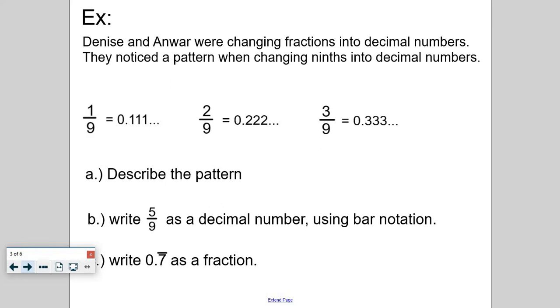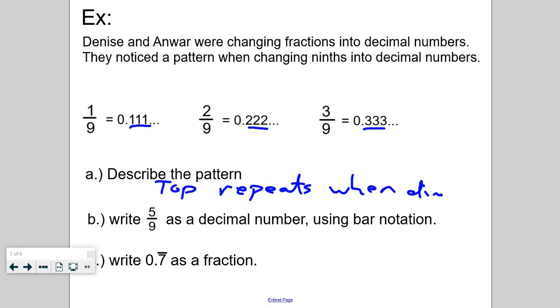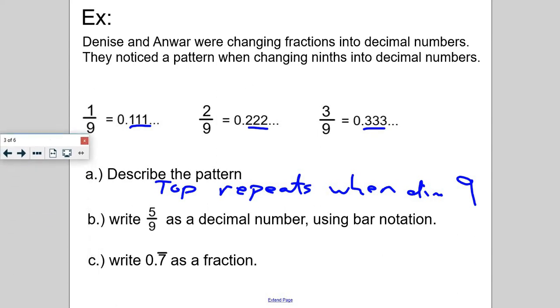Denise and Anwar were changing fractions into decimal numbers. They noticed a pattern when changing ninths into decimal numbers. When you have 1 over 9, it equals 0.1 repeating. When you have 2 over 9, it's 0.2 repeating. When you have 3 over 9, 0.3 repeating. So we know that it's always repeating, and the number on the top repeats when divided by 9.